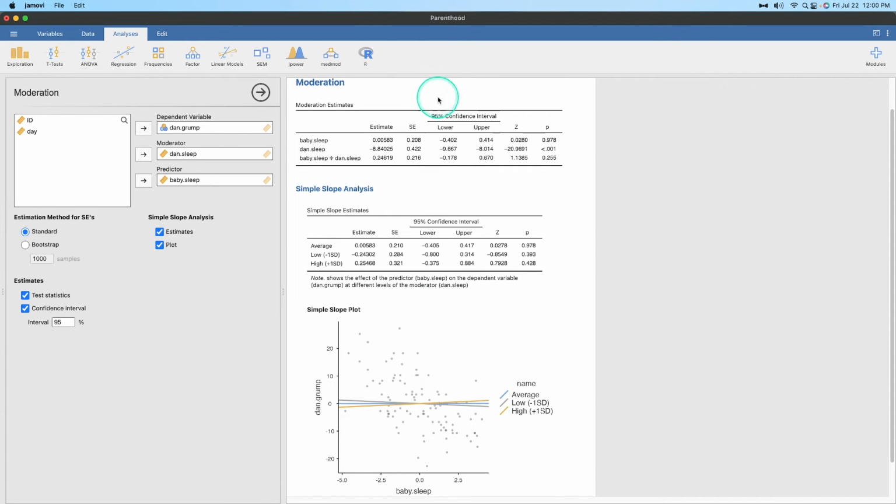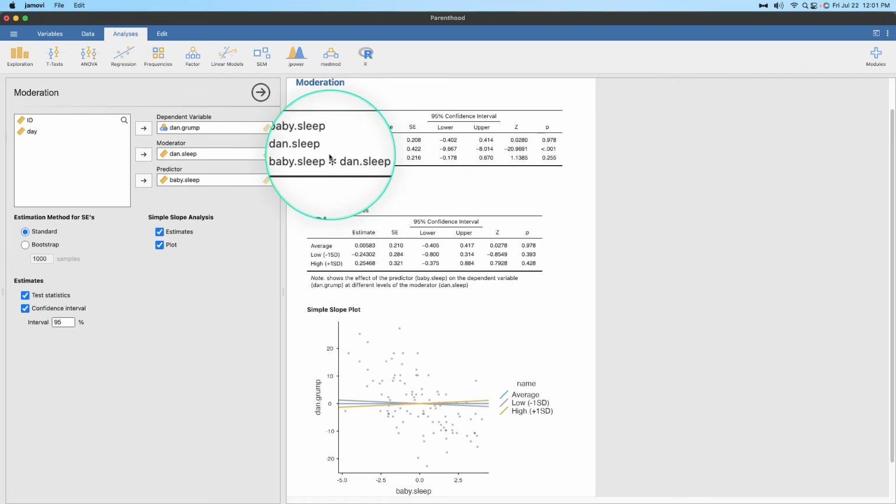Okay. So we can see here that Dan's sleep is a significant predictor of Dan's grumpiness level. Okay. But together, the interaction of baby sleep and Dan's sleep is not significant. And that's because Dan's sleep really controls this relationship. So when you have a significant moderator, but not a significant interaction, that means that the moderator is not actually interacting with the baby sleep variable. It's not interacting with it. So there is no moderation in this model.